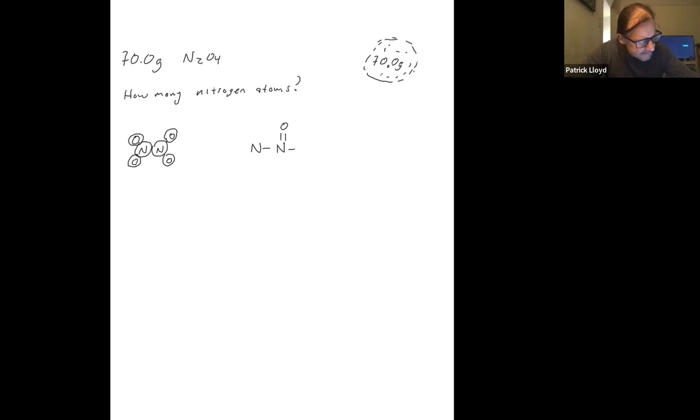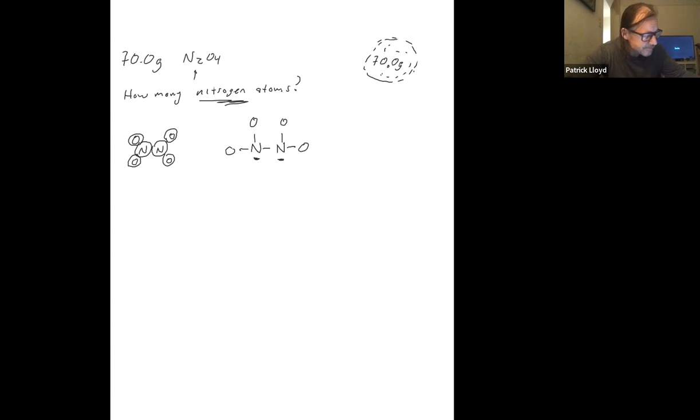I think that's a bad way to draw it. Let me do it this way. N2O4, like that, right? Okay. All right. So how many nitrogen atoms? Notice there's 2 nitrogen atoms in each molecule, right? There's 2. That's the meaning of the N2O4.